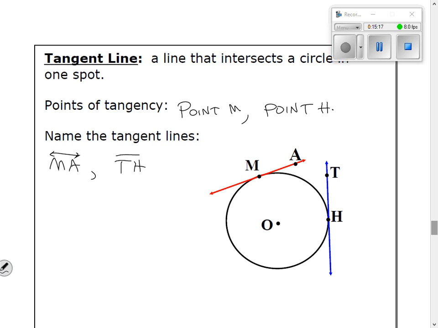No, you don't actually have to start with the point of tangency. What's wrong with the label? Yeah. Arrows. This is a tangent line, so it's got to be labeled that way.